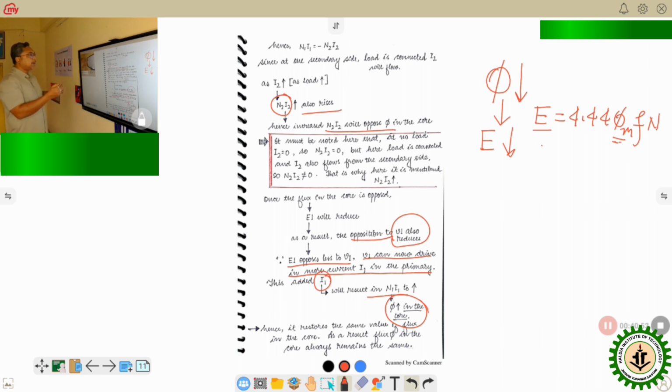I have told you step by step to make you understand what is going on inside the transformer. In short, these actions will take place within a fraction of a second, so we will never find a drop in flux in the transformer. Why? Because immediately the primary side will drive extra current to flow, so it restores the same value of flux in the core. So whether it is no load, full load or on load, the amount of flux flowing in the core is always the same.